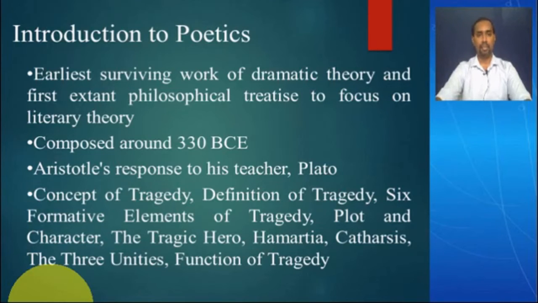Aristotle's Poetics is the earliest surviving work of dramatic theory and first extant philosophical treatise to focus on literary theory. Like many important documents in the history of philosophy and literary theory, Aristotle's Poetics, which was composed around 330 BCE, was most likely preserved in the form of students' lecture notes. This brief text, through its various interpretations and applications from the Renaissance onward, has had a profound impact on Western aesthetic philosophy and artistic production.